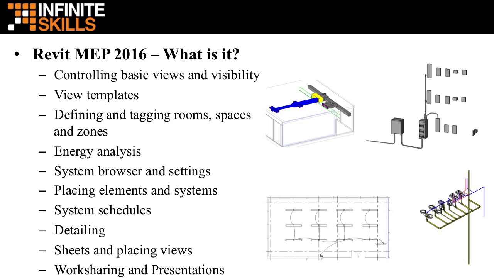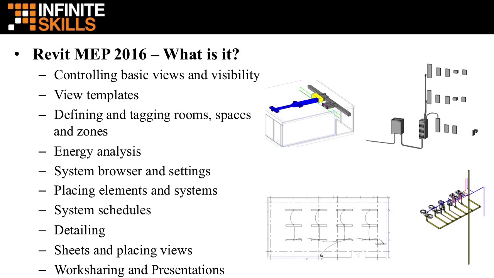Then we'll get into our actual systems. We'll look at the overall systems from the system browser, system settings, and overrides for these systems. The first system we'll look at will be our HVAC mechanical system, things such as ductwork, air terminals, and mechanical equipment. We'll look at how we can place these elements, how we can add insulation, lining, and other elements to the actual ductwork systems. From there, we'll move into hydronic piping systems. We'll look at how we can place those systems, placing the mechanical equipment of those systems, how we can place tags, and then how we can route various pipes between our mechanical elements.